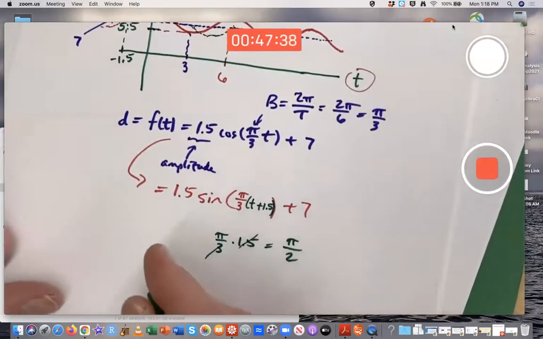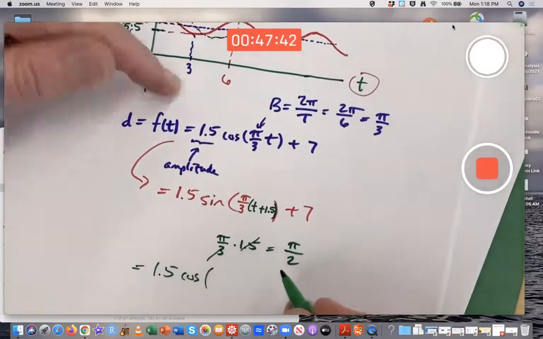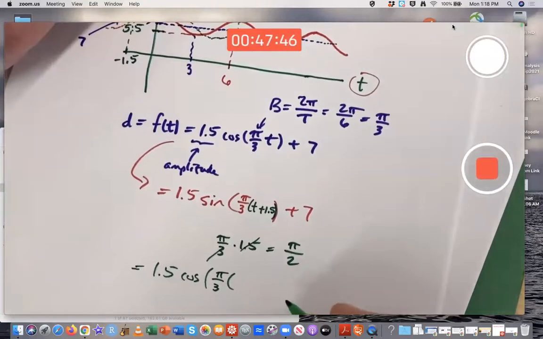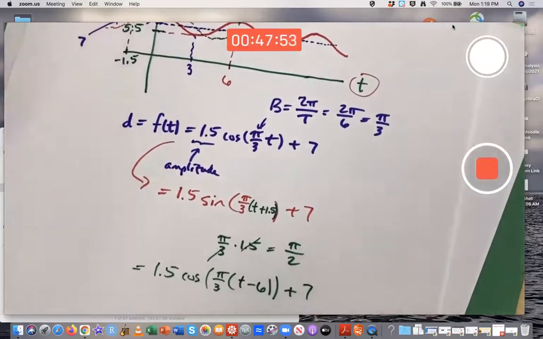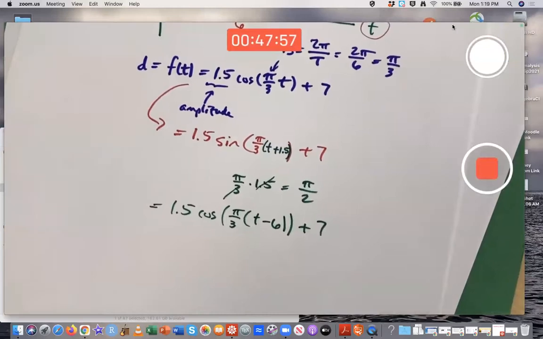I also could have used another cosine function. I could have done 1.5 cosine, not the same thing here. I could have taken t and subtracted 6, the period, from it as an alternative way of using the cosine function. Or added 6. The period is 6. I could subtract 6. I could add 6. I could subtract 12. I could add 12.